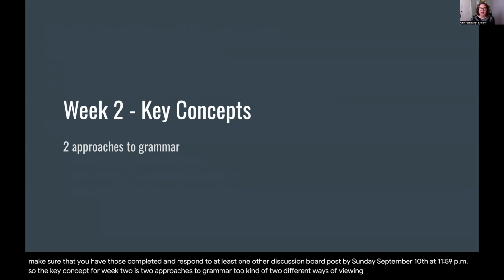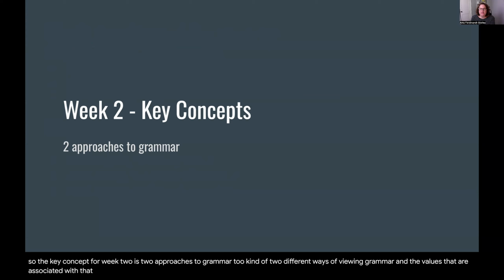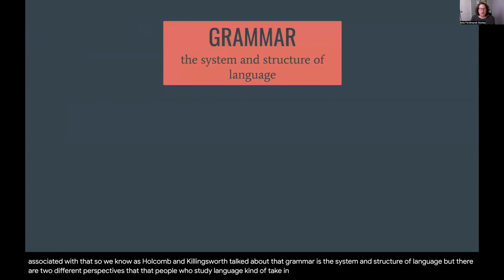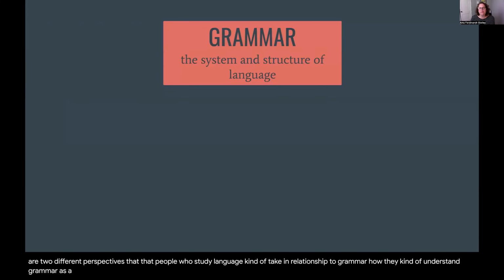The key concept for week 2 is 2 approaches to grammar, 2 different ways of viewing grammar and the values that are associated with that. We know, as Holcomb and Killingsworth talked about, that grammar is the system and structure of language. But there are 2 different perspectives that people who study language take in relationship to grammar, how they understand grammar as a rule.